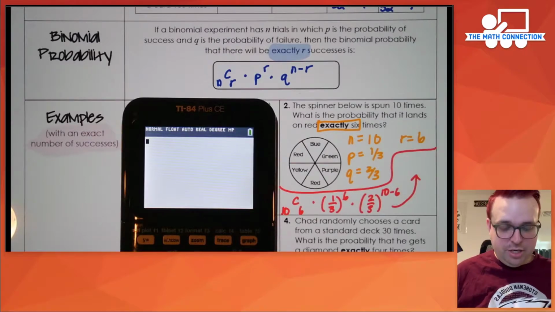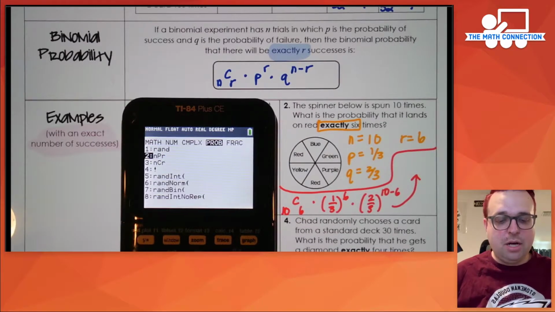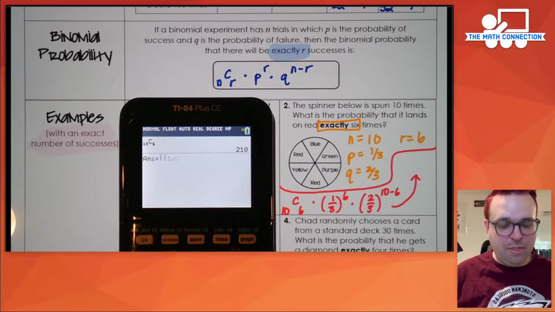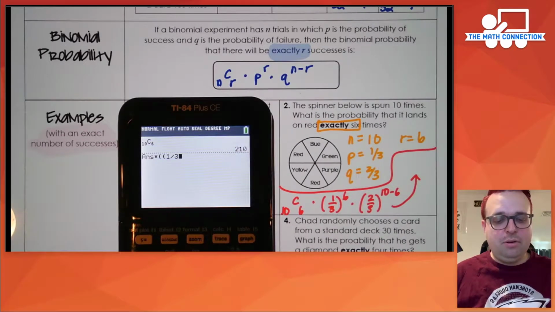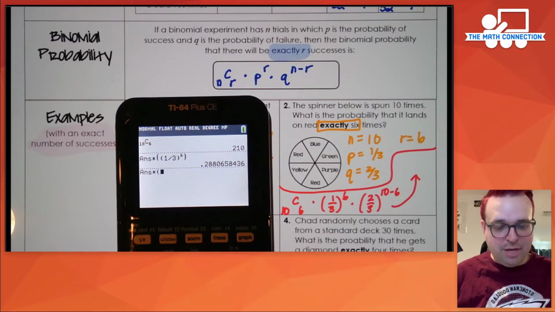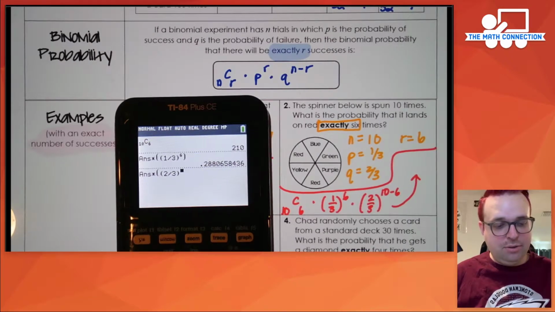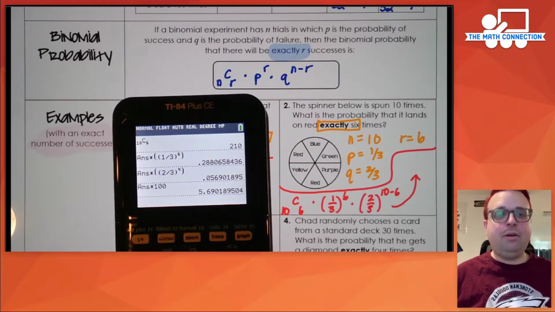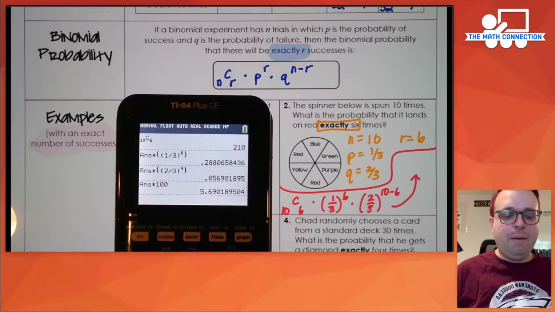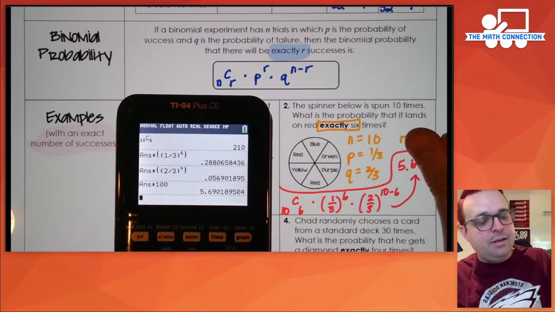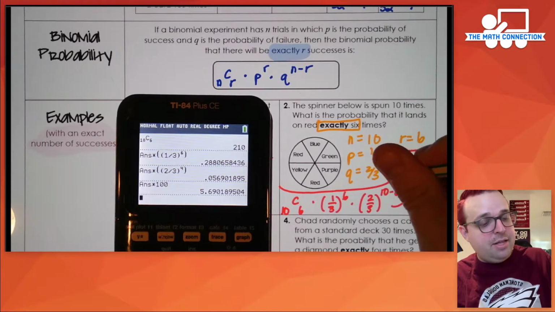We're going to go ahead and punch in 10 combination of 6. That answer is going to be multiplied by 1/3 to the power of 6. And that answer is multiplied by 2/3 to the power of 4. And that's it. We're going to multiply it by 100 so it makes more sense to us. That means our probability here is 5.69%. And that is our answer.